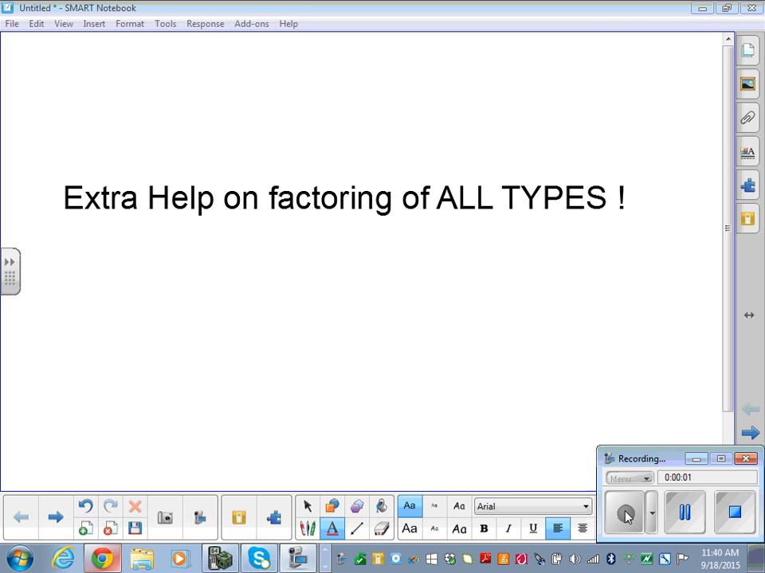Okay, it sounds like you're having a little bit of trouble with factoring because now that you're in secondary 3, you're seeing factoring of all types of polynomials. So we're going to just go through. I'm going to give you some key pointers to be looking for, and it'll help you know what method to use when trying to decide how to factor, because every type of problem will be different.